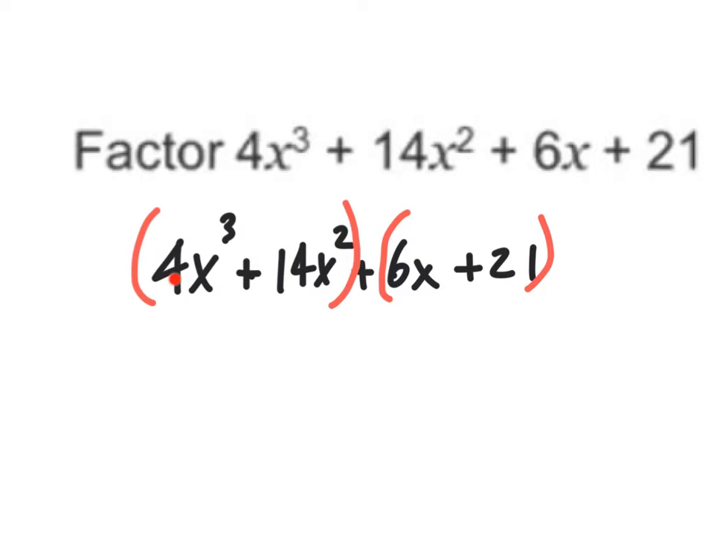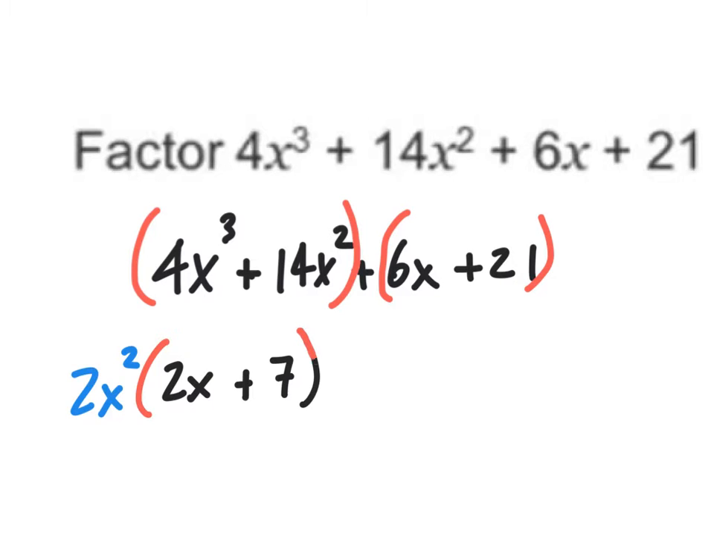The thing I know is that 4 doesn't go into 14, but 2 goes into each of these, and I can factor out an x squared. So I can factor out a 2x squared from each of these, and I'm left on the inside with 2x plus 7. Then what can I factor out of the second group? 6 doesn't go into 21, but 3 goes into each of these. So I can factor out a 3, and I'm left with 2x plus 7.